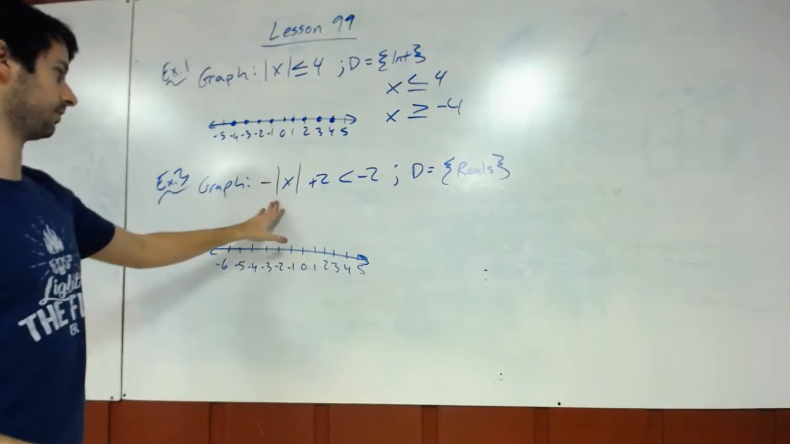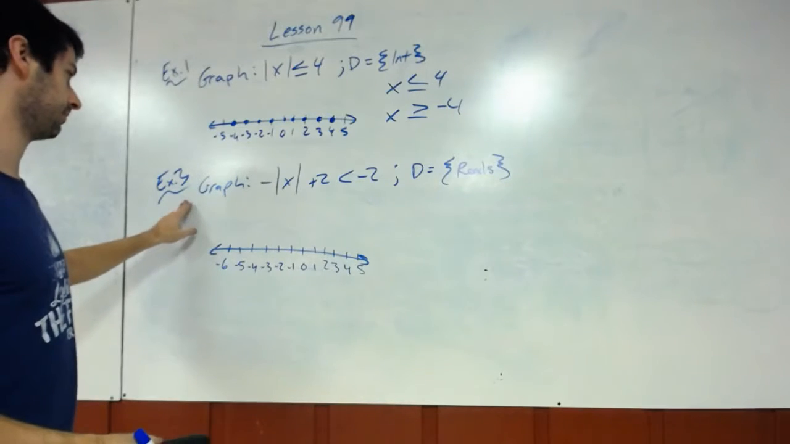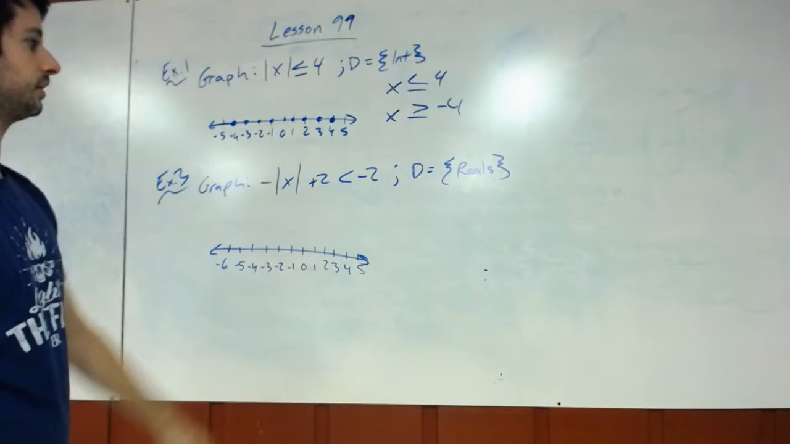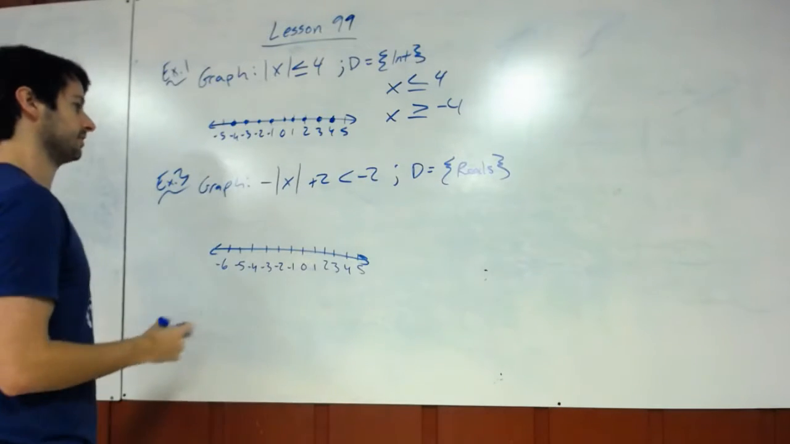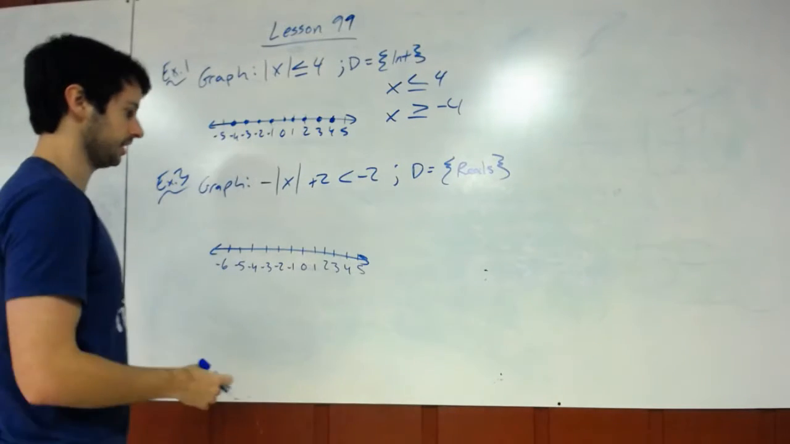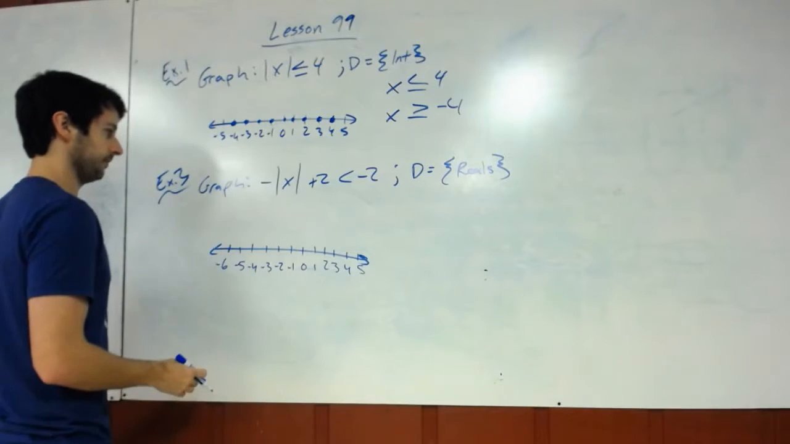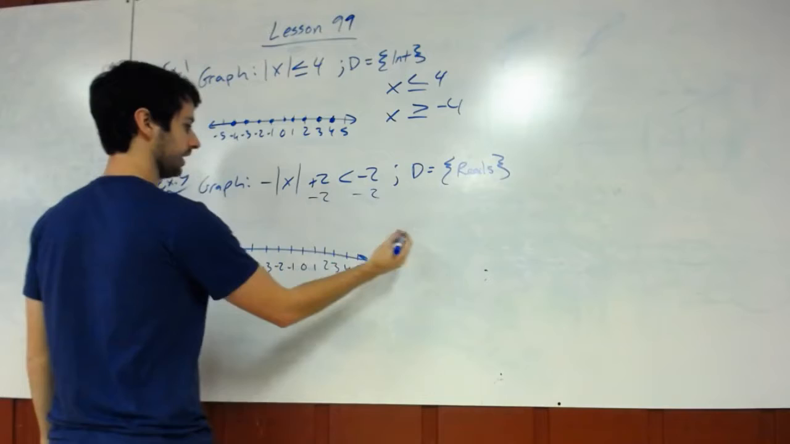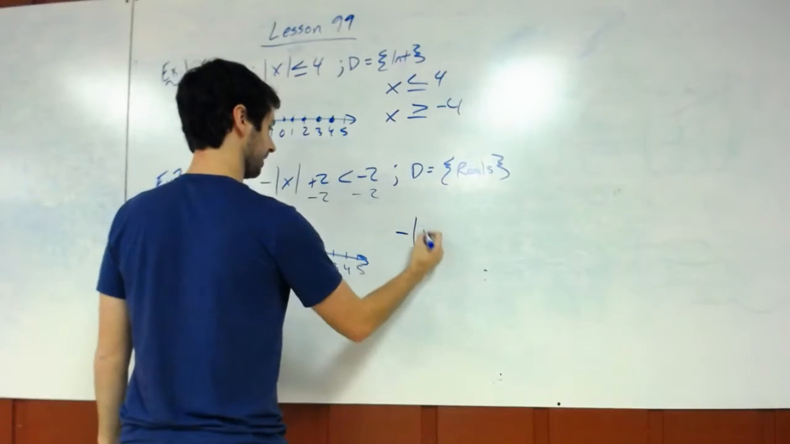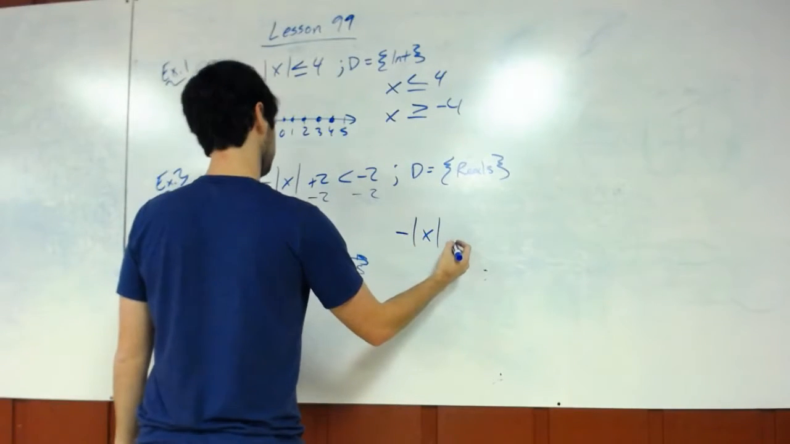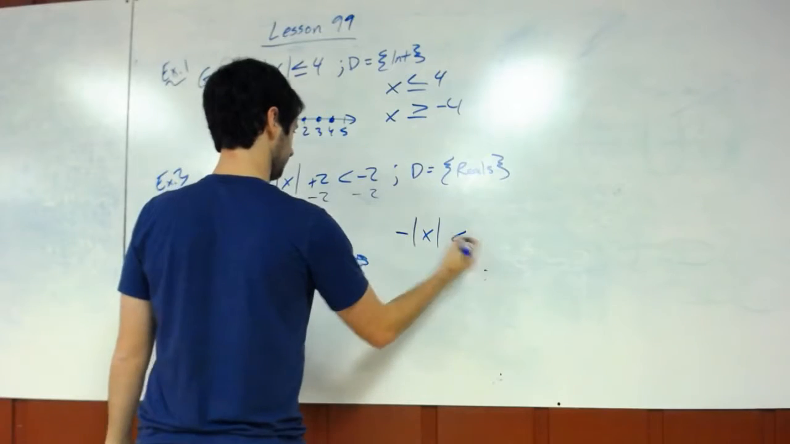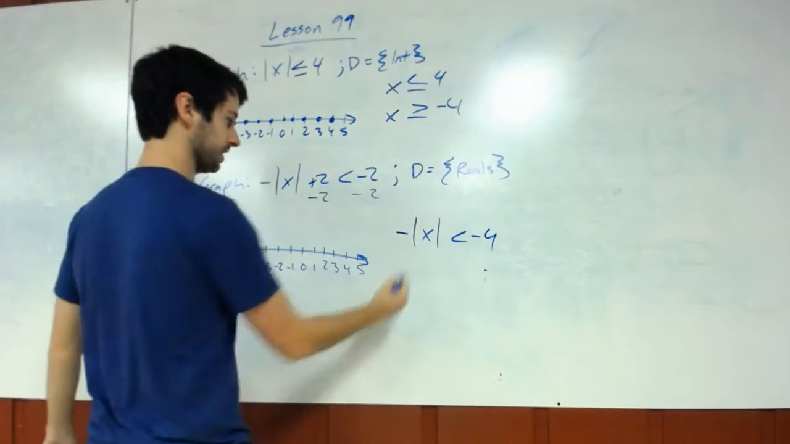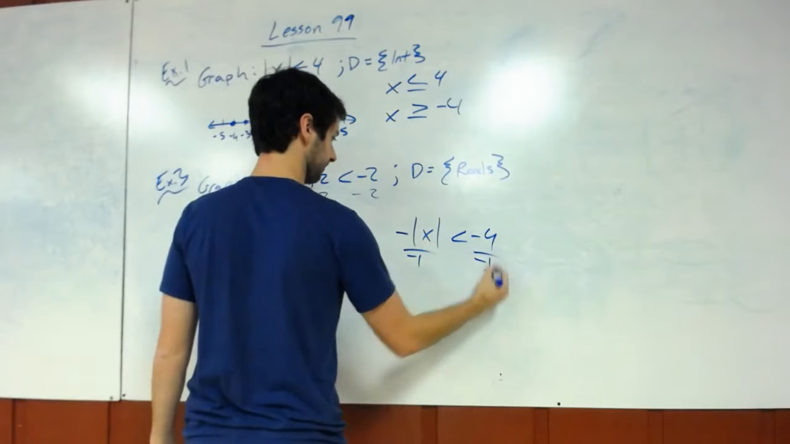We're going to skip to example 3. Graph negative absolute value of x plus 2 is less than negative 2. The domain is all real numbers, so everything in between each number on the number line as well. First thing you need to do is solve the inequality. So we're going to have negative absolute value of x is less than negative 4.